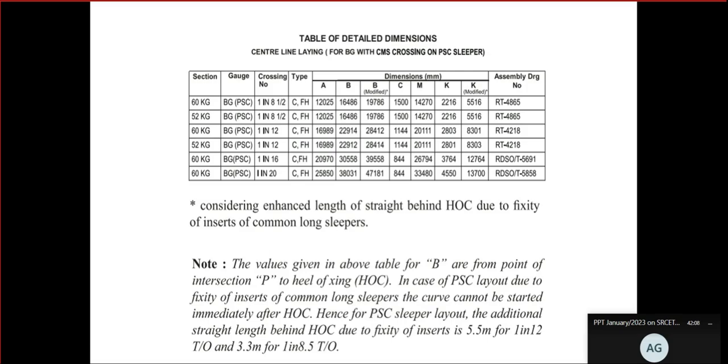Okay. This is something about the dimensions. Already discussed, what is the value of A, B and all. This is a table of dimensions, readily available. Simply we can make use of these dimensions, plug them in the formula and find out the required values. So for various rail sections and types of crossing, these are the values available, A and B. Here you can see B and B modified.